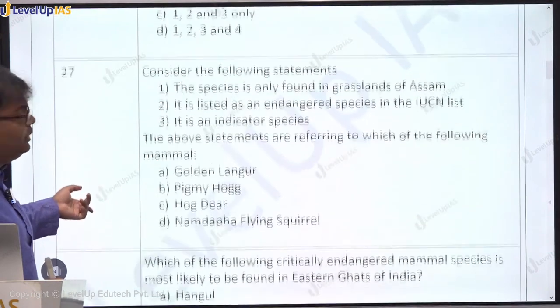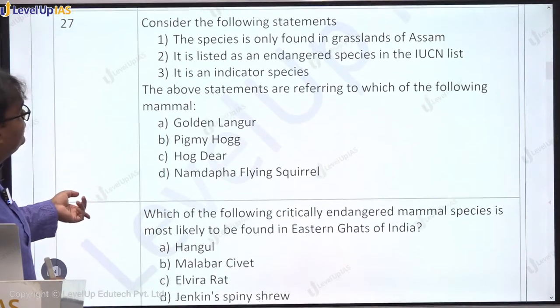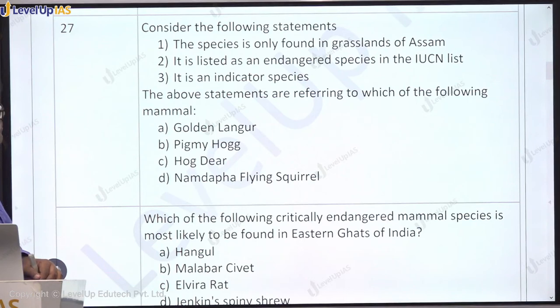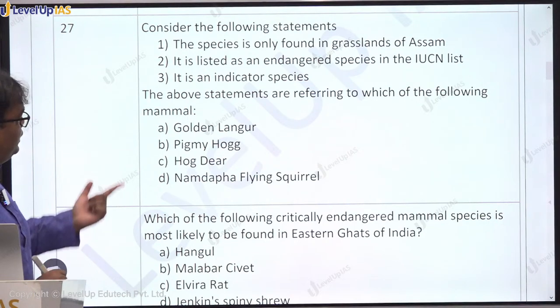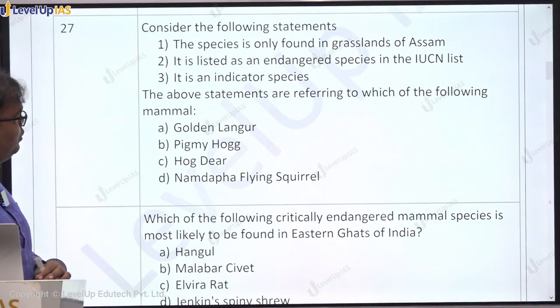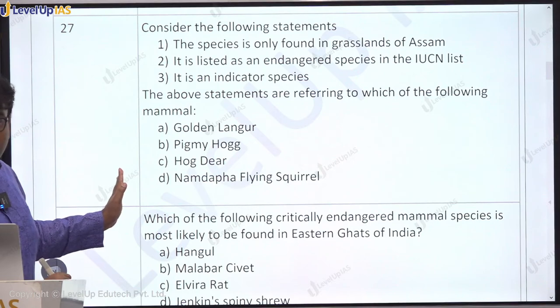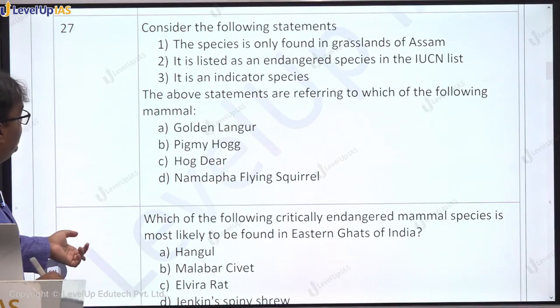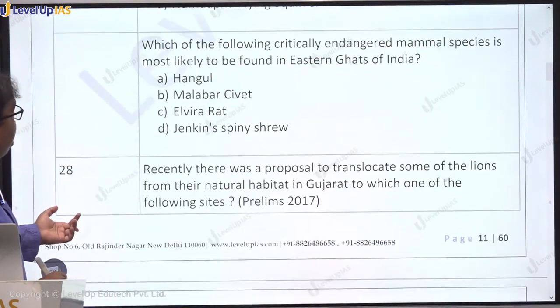Let's go to 27. Jayesh. Species is only found in grasslands of Assam. It's listed as endangered species of IUCN. It's an indicator species. Inmein se kiski baat kar rahe hain? Toh pygmy hog. Pygmy hog. Any doubts anyone? Sab log comfortable hain isme? Okay. 27 ka B.